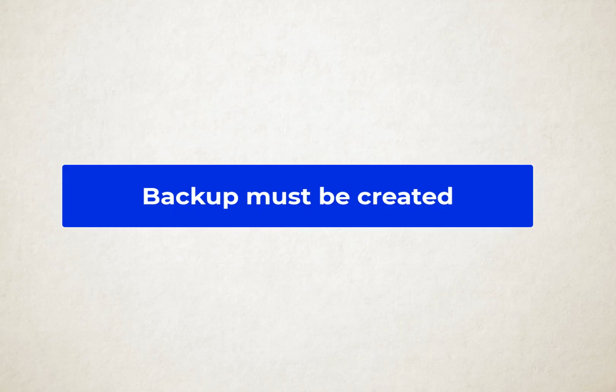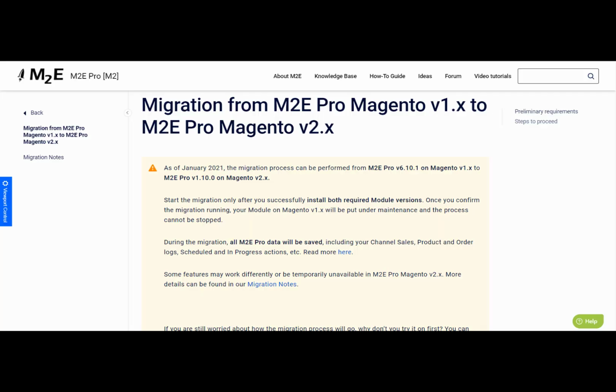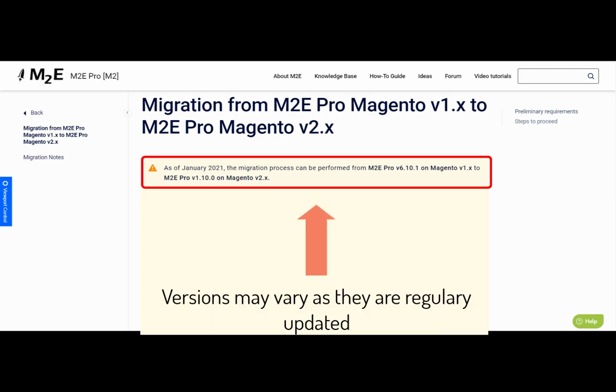We recommend creating a backup of your Magento 1 and M2E Pro data in case you need to restore it. Once you confirm the migration running, the process cannot be stopped. Make sure to install the proper M2E Pro extension versions. You can find up-to-date info about suitable versions in our migration guide.